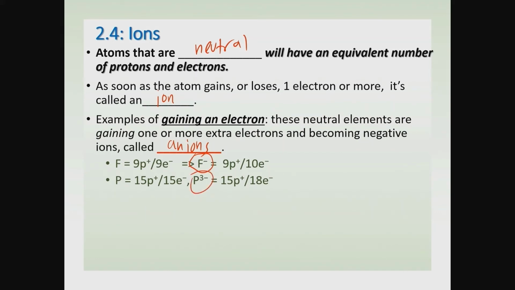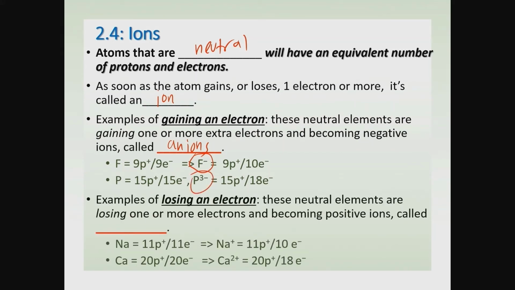with a 3 minus. In the case that an atom is losing electrons, then the atoms, after they've lost the electrons, have a deficiency of electrons. They are called cations. And so here are a couple of examples of that. So we have sodium, for example. Normally it has 11 protons or positive charges, 11 electrons and negative charges.